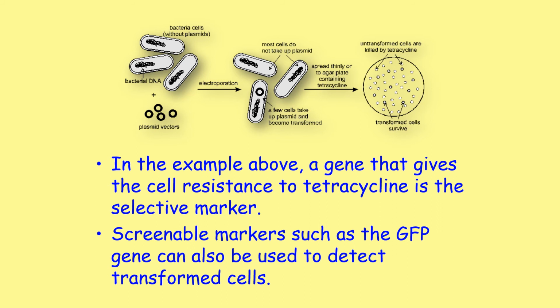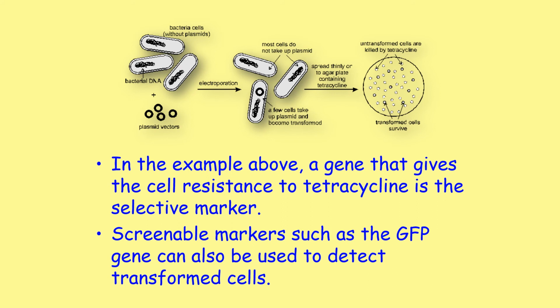So in this particular example, the plasmid has a marker gene that gives the cell resistance to tetracycline. So tetracycline is an antibiotic that would normally kill off our bacterial cells. That particular plasmid that also contains our gene of interest contains a tetracycline resistance gene. So you can see we've got our plasmid vectors in that first picture, and we've got our bacterial cells without the plasmids. We've carried out a technique to make sure that our bacterial cells are taking up the plasmid. However, some cells don't take up the plasmid at all, and only a few cells will actually take up the plasmid. What we then do is we grow them on an agar plate containing tetracycline.